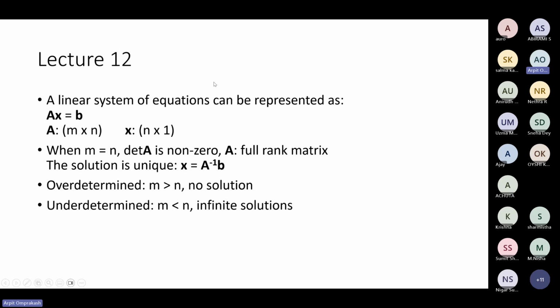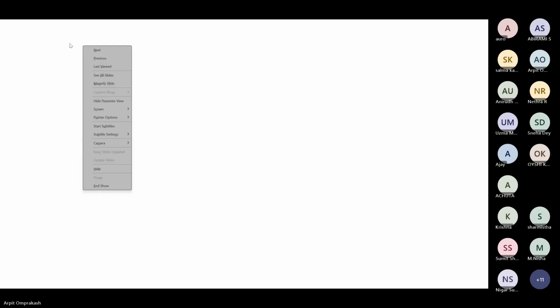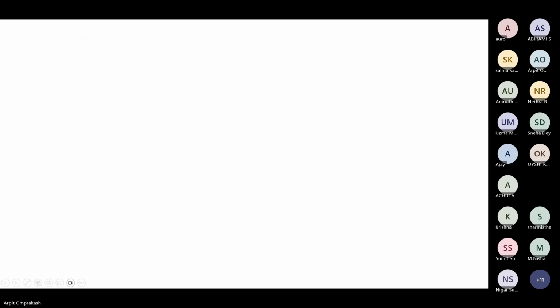In lecture 12, sir talks about a system of linear equations and how to solve them using linear algebra. Let's say we have an equation: 3x plus 2y is equal to 7, and x minus 2y is equal to 5.